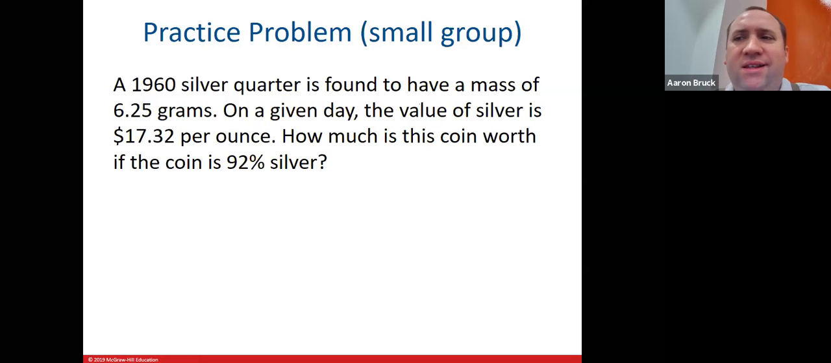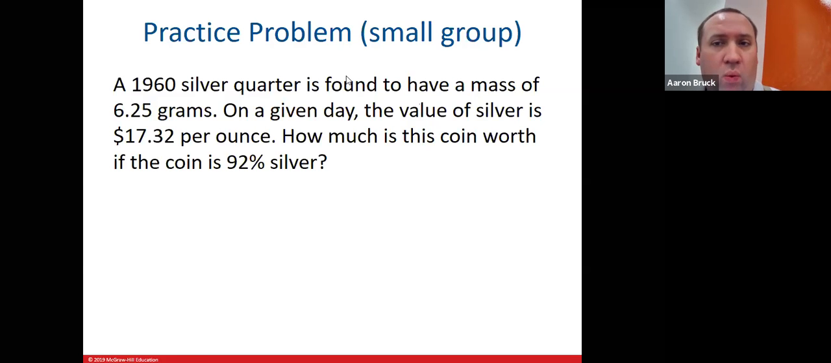I have a 1960 silver quarter. It has a mass of 6.25 grams. On any given day, the value of silver is worth $17.32 per ounce of silver. If the coin is 92% silver, how much is the coin worth based upon its silver content?